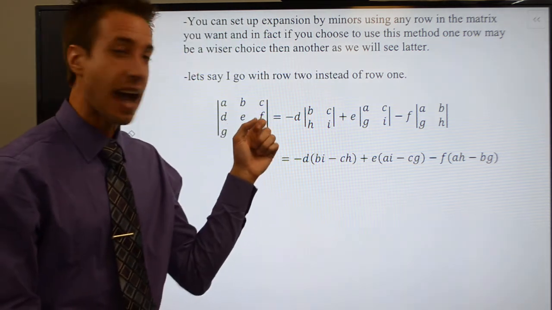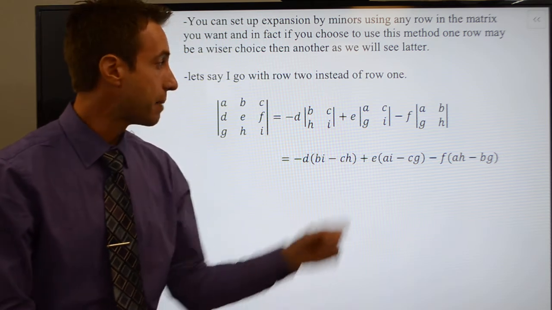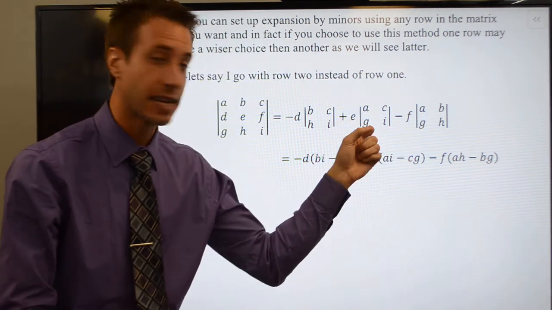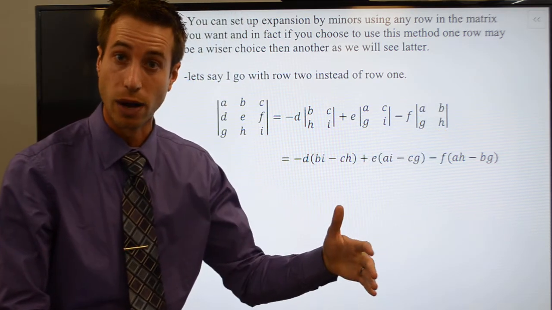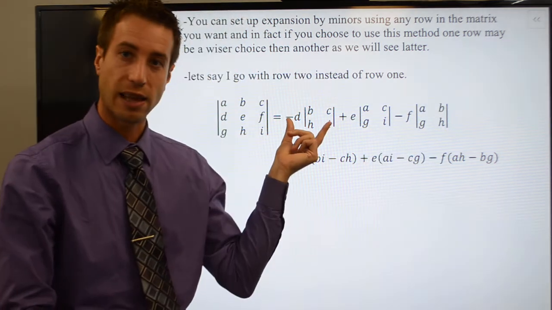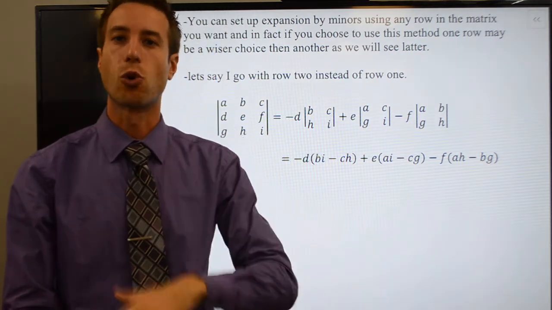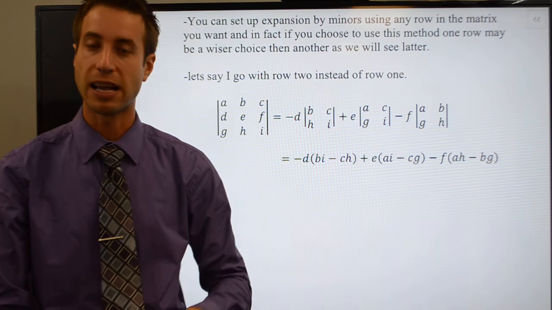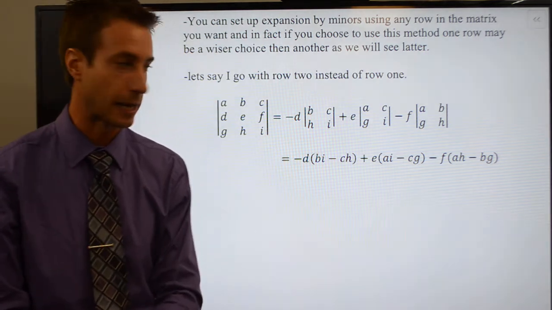If E and F both happen to be zeros, well, that means that this is 0, which times anything is 0, and this is 0, which times anything is 0, and those all go away, and you're just left having to do this guy, right? And it makes it much, much quicker to find the determinant of a 3 by 3 matrix if you can use whatever row has the most zeros in it.